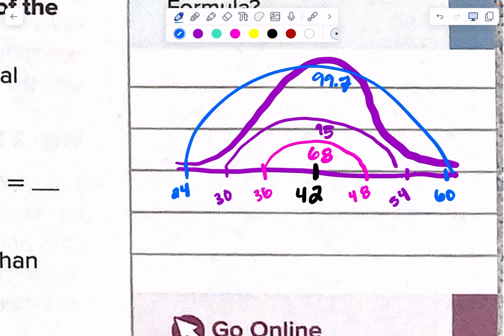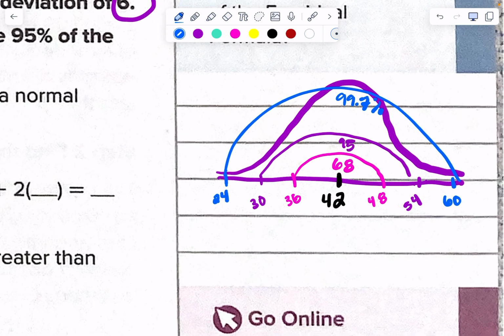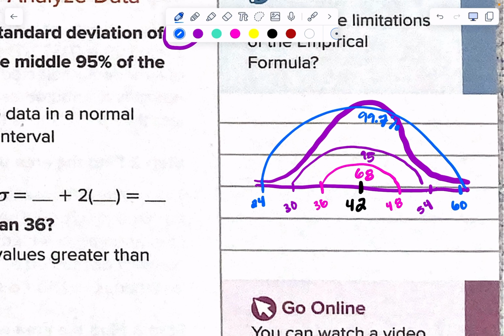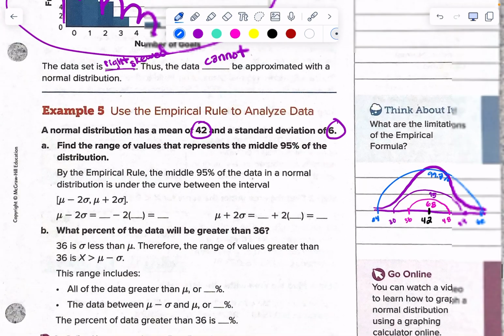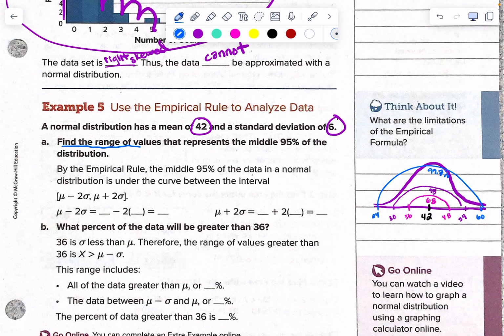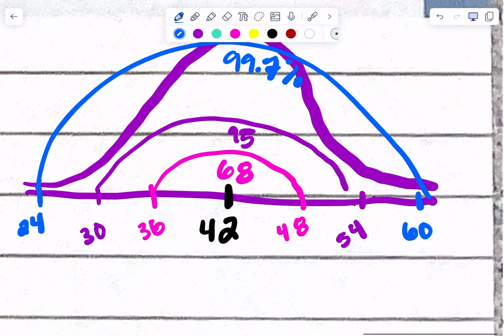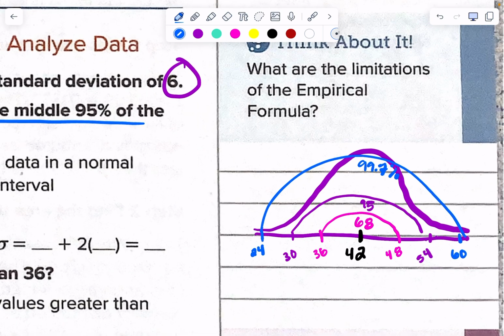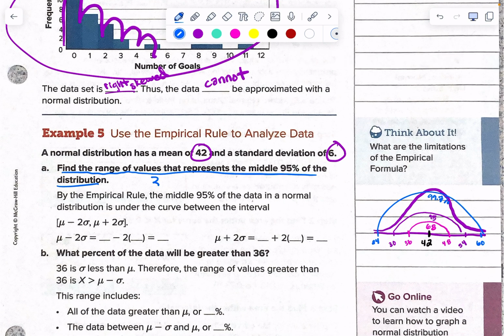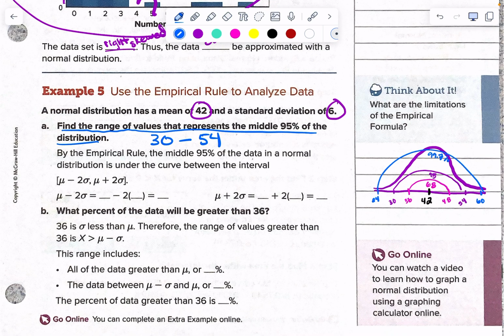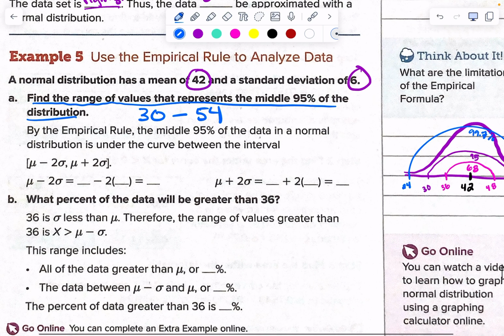99.7% of people are going to live in that range, if this is the data for whatever scores. This is asking the question, find the range of values that represents the middle 95%. What two values are the middle 95%? From 30 to 54. That's all they're asking. From 30 to 54. That's it. Easy.